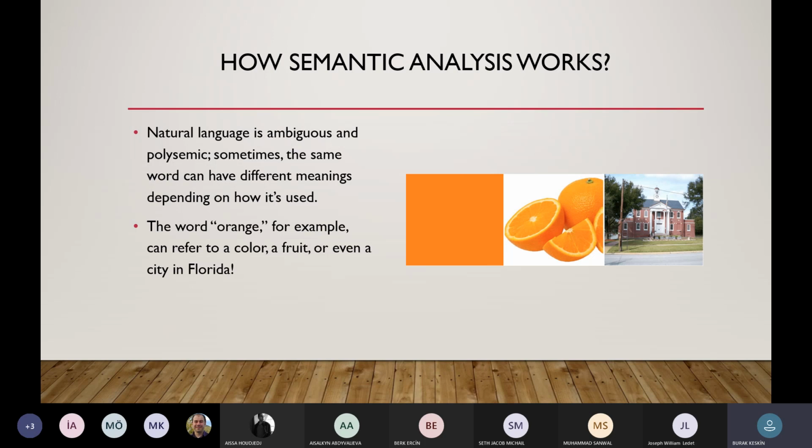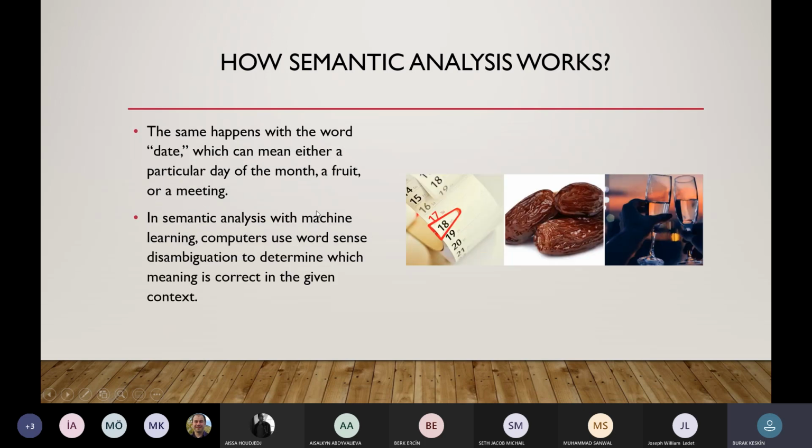As we can see in the example, there is even a city in Florida that is named Orange. The same happens with the word date, which can mean either a particular day of the month, a date fruit, or a meeting, for example. In semantic analysis with machine learning, we use computers to determine which meaning is correct in the given context.